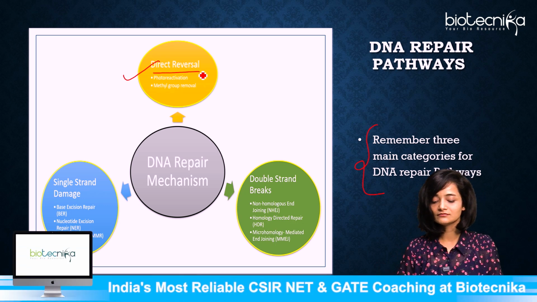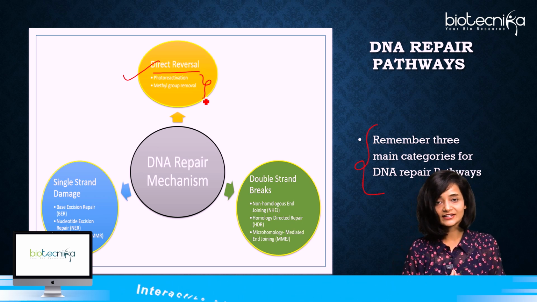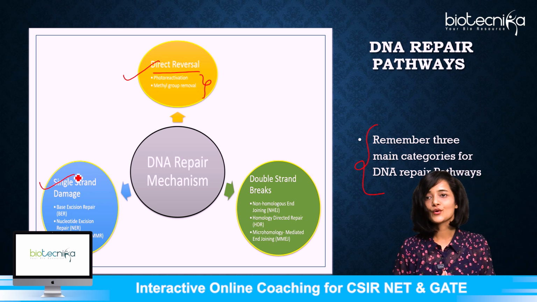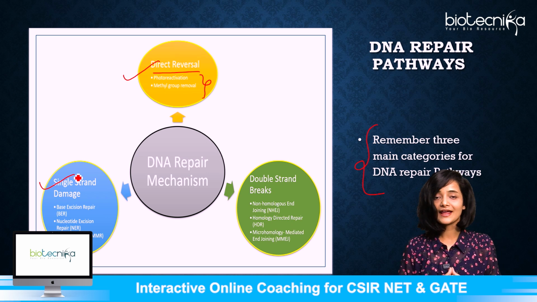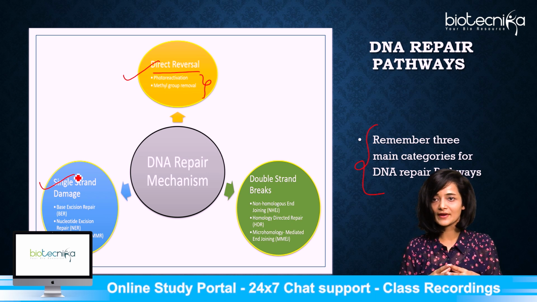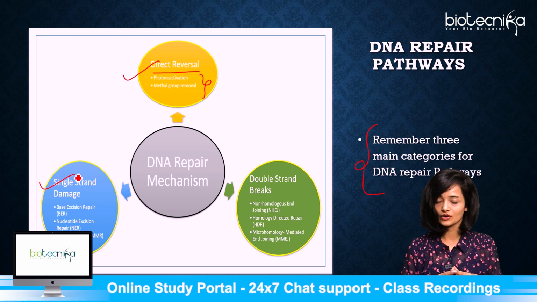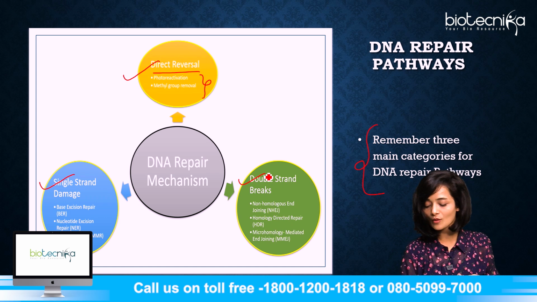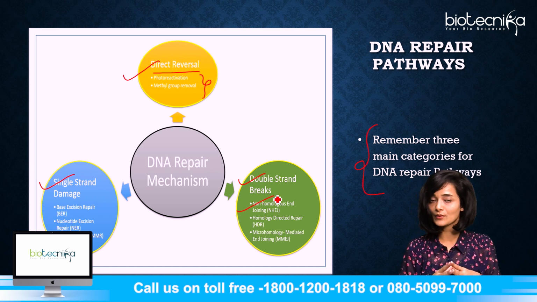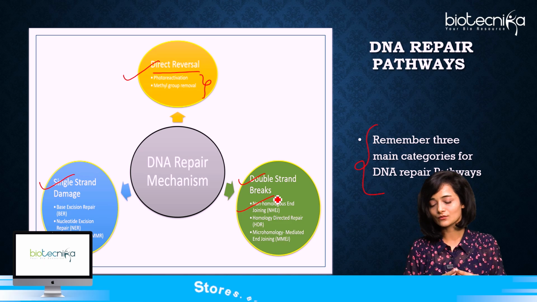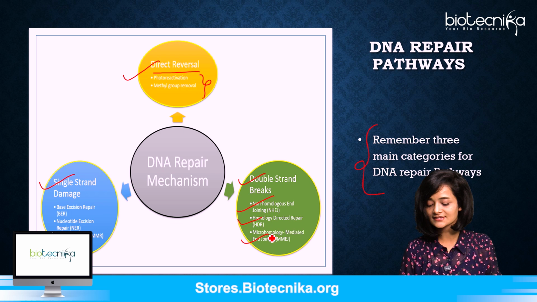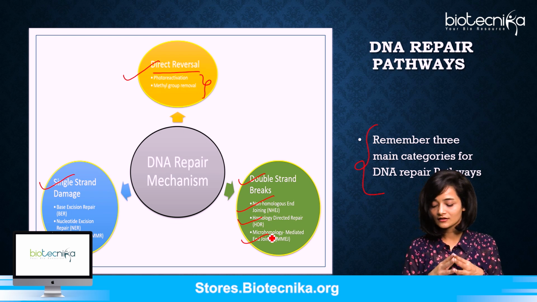First is the direct reversal, in which 2 types come, photoreactivation and methyl group removal. Second is the single-stranded damage, where base excision repair, nucleotide excision repair and mismatch repair are involved. Thirdly comes the double-stranded breaks, where non-homologous end joining, you need to remember what are the events going on and what are the enzymes involved. Homology-directed repair. Third is the microhomology mediated end joining.